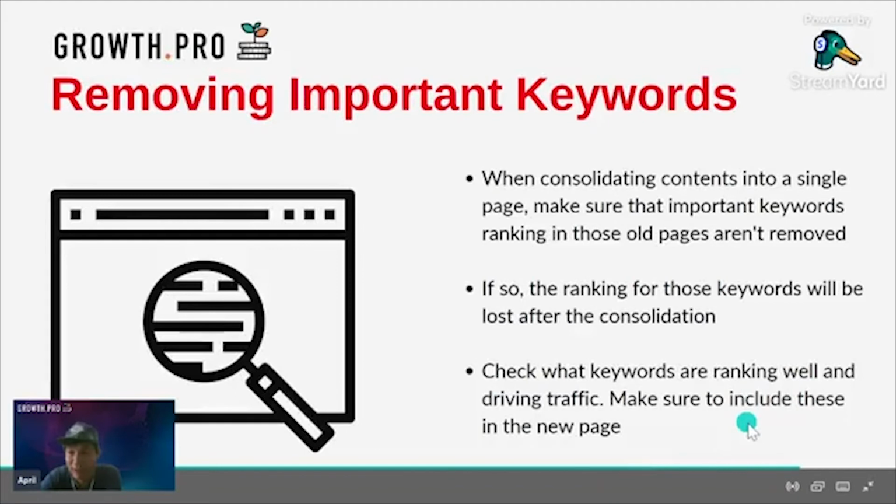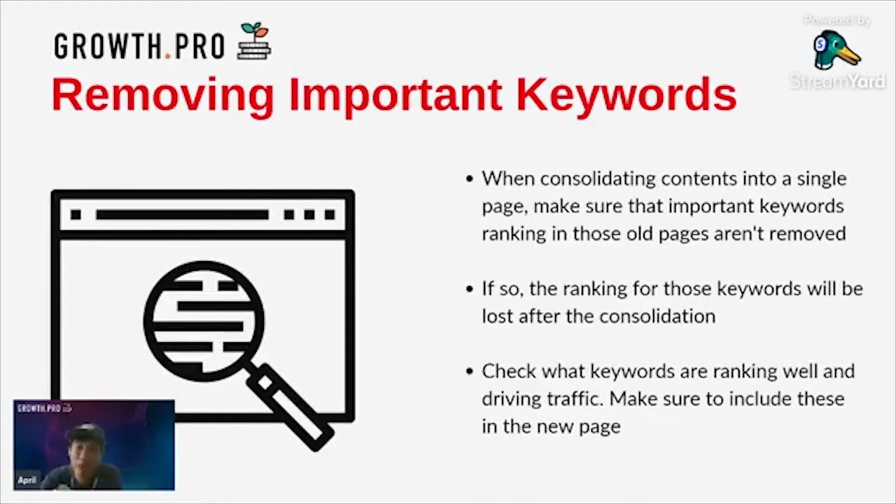Okay, and in order for you to determine which are the important keywords that you must absolutely include in the new content, just go back to your Google Search Console and double check all the old pages: what are the keywords that are ranking very well and driving traffic, and make sure all these keywords are included back into your new content. All right, so these are the two major things that you must absolutely avoid when you're trying to do content consolidation and trying to remove the keyword cannibalization on your website.